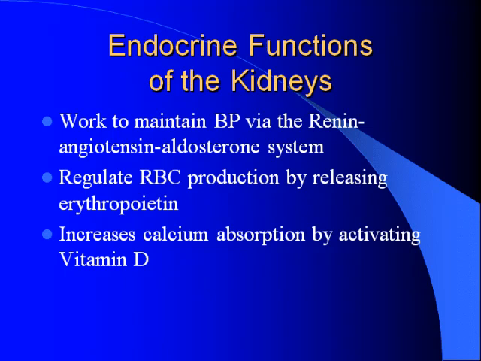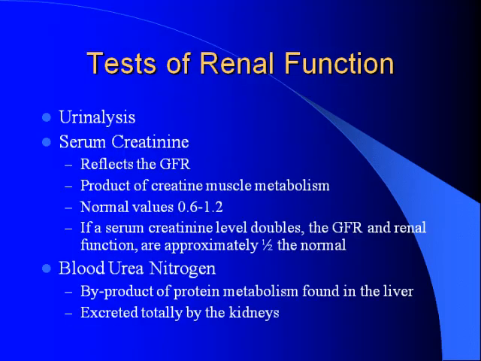Endocrine-wise, and this is just a refresher, remember that the kidneys work to maintain blood pressure through the renin-angiotensin-aldosterone system, specifically by sensing that the blood pressure might be low and secreting renin into the body, which activates the system. They also help to regulate red blood cell production, because it is the kidney that releases erythropoietin, which stimulates red blood cell production in the bone marrow. And then they also increase calcium absorption by activating vitamin D, and that was in your musculoskeletal lecture just a few weeks ago, so that should be fresh on your brain.